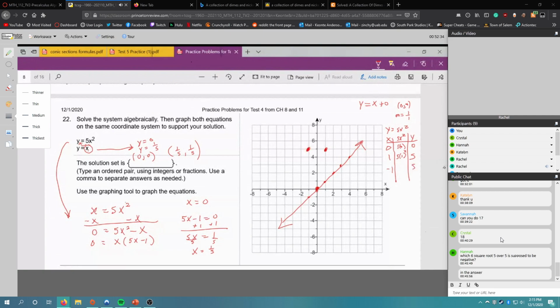So when MATLAB draws this, it's going to look like that, but it's actually going to intersect way down here. It's going to be closer down here where it intersects.